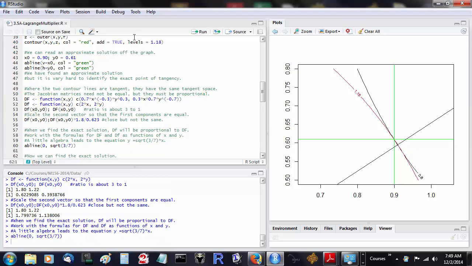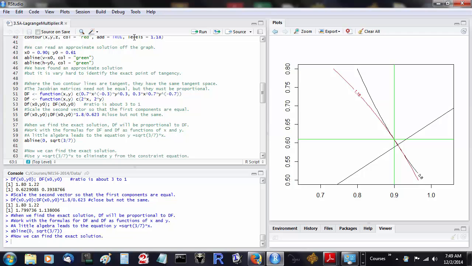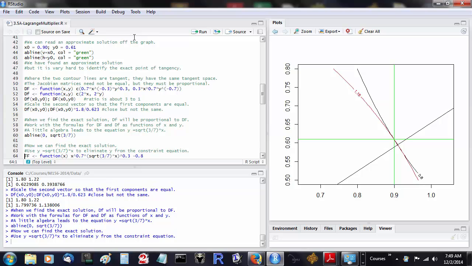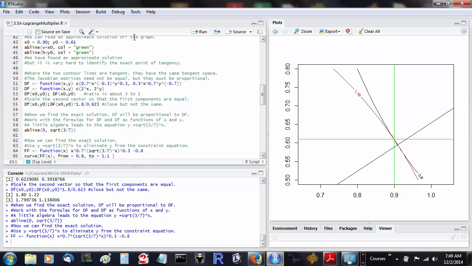Hey, that's pretty good. That line is perpendicular to both those curves, and finding the intersection of that black straight line with the contour line is going to be very easy. In fact, we can do it algebraically. Since we have y as a function of x, we can use that fact to eliminate y from the constraint equation. We can get a value for the constraint that depends only on x. The minus 0.8 reflects the fact that we want the constraint function to equal 0.8. So when we subtract off 0.8, we want something that's equal to 0.